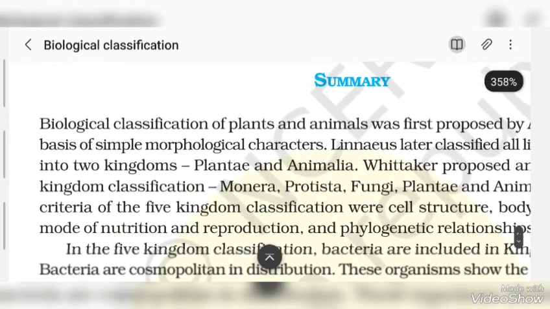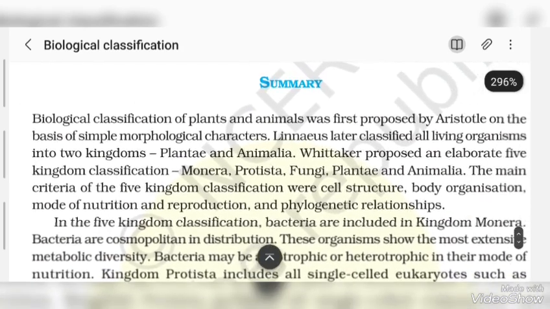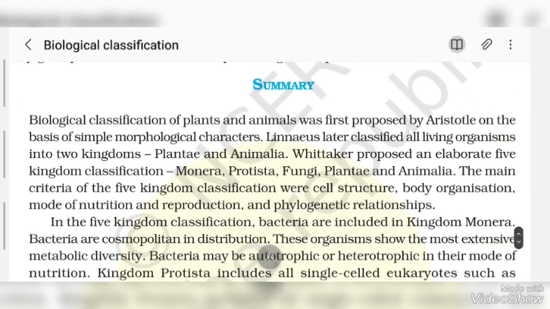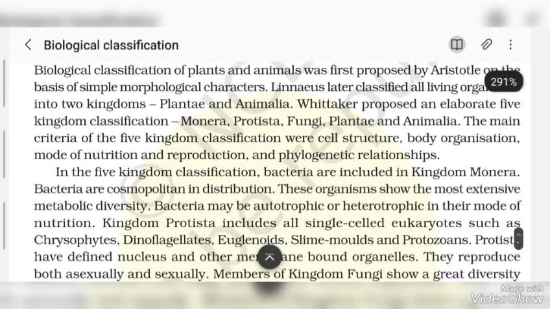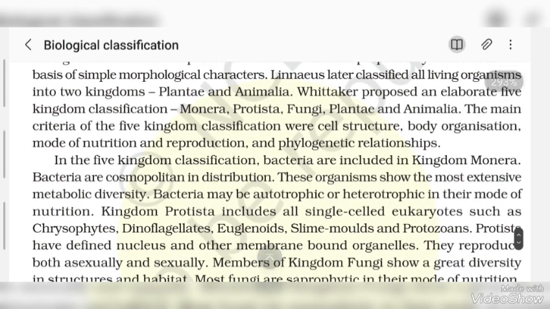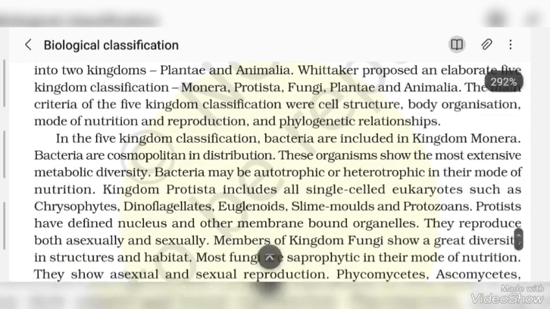Summary. Biological classification of plants and animals was first proposed by Aristotle on the basis of simple morphological characters. Linnaeus later classified all living organisms into two kingdoms, Plantae and Animalia. Whittaker proposed an elaborate five-kingdom classification: Monera, Protista, Fungi, Plantae and Animalia. The main criteria of the five-kingdom classification were cell structure, body organization, mode of nutrition, reproduction, and phylogenetic relationships.